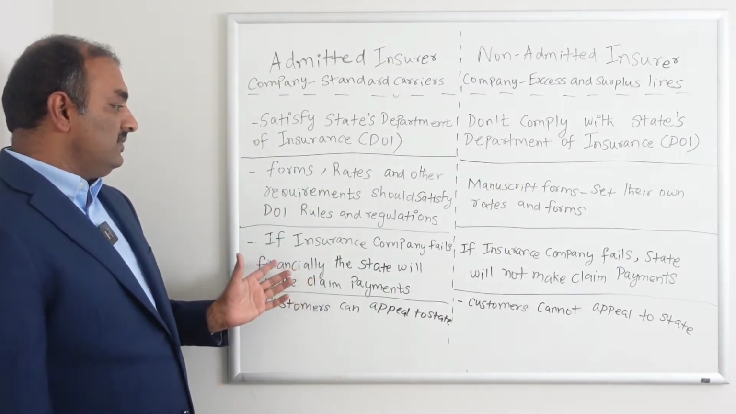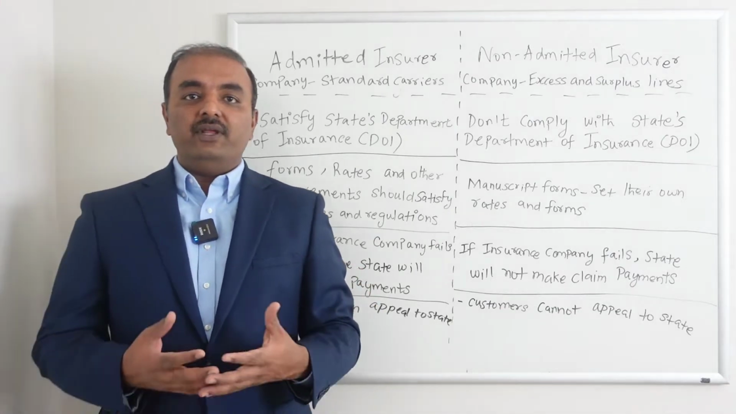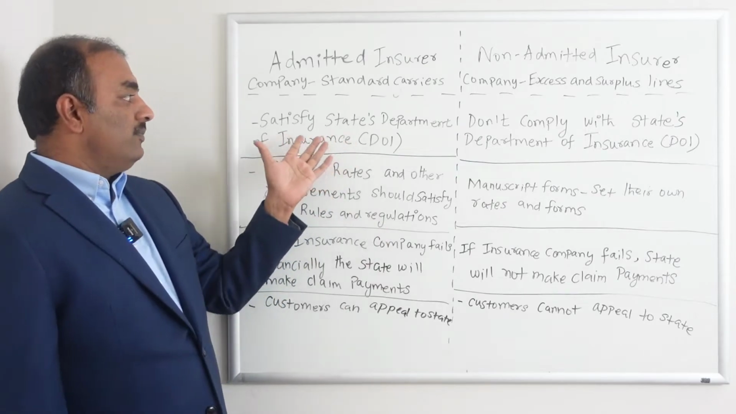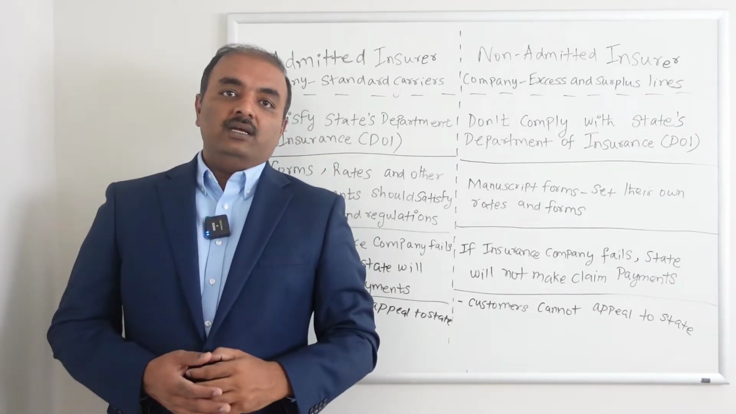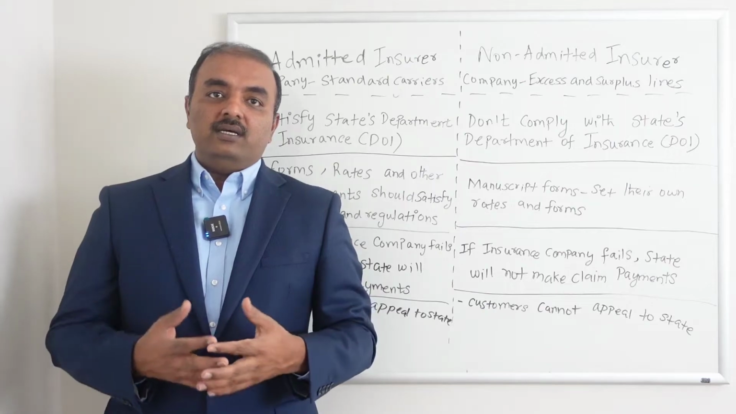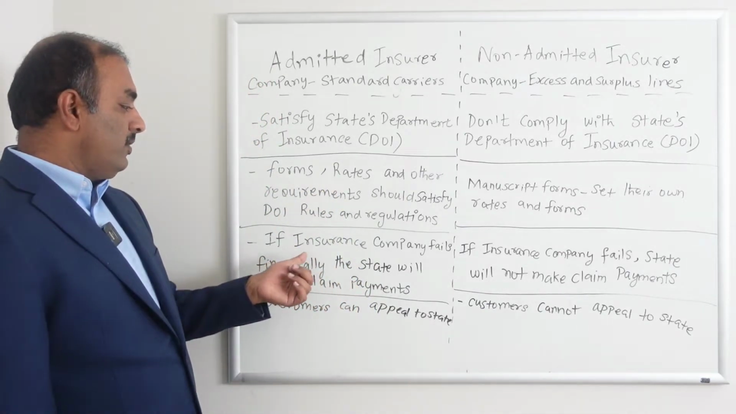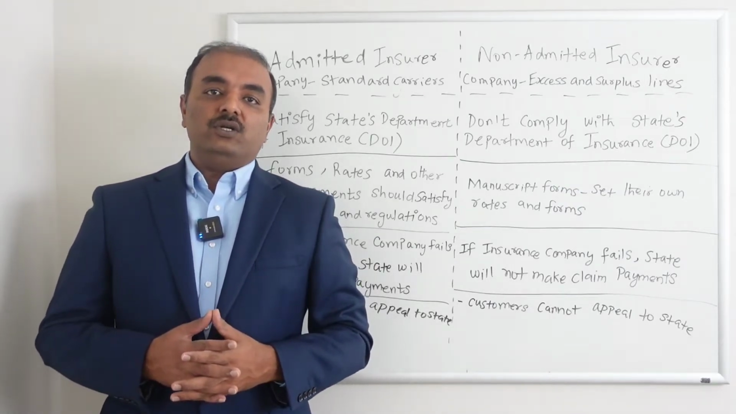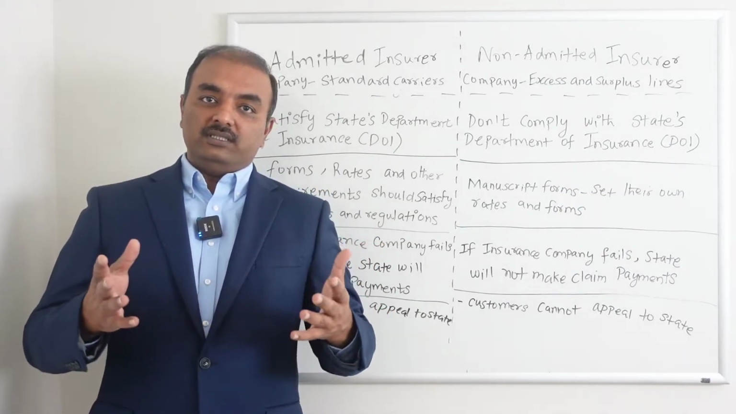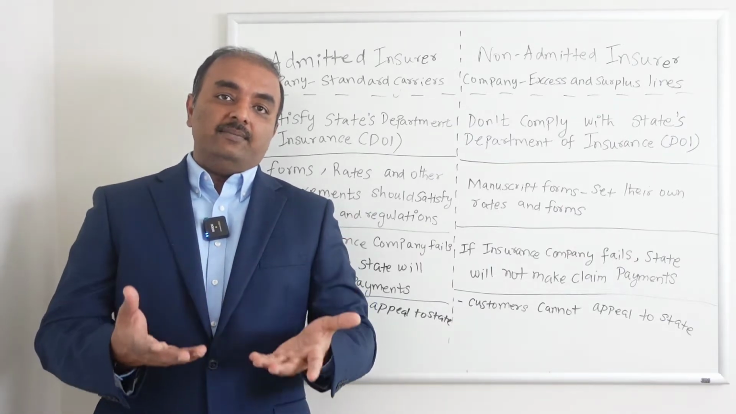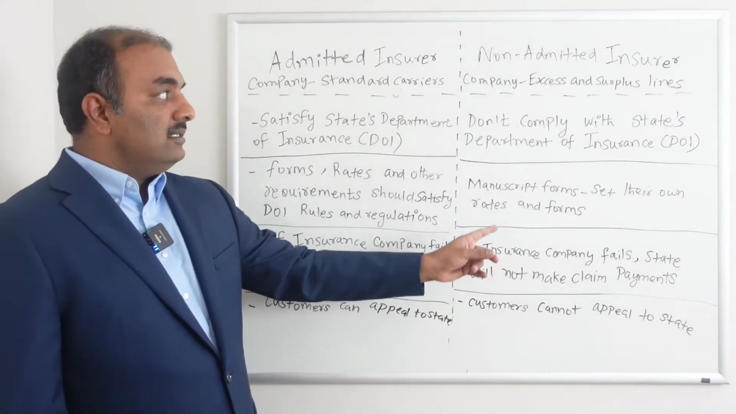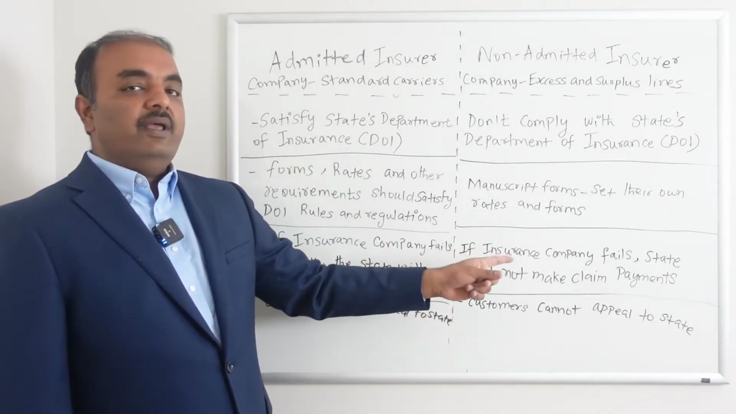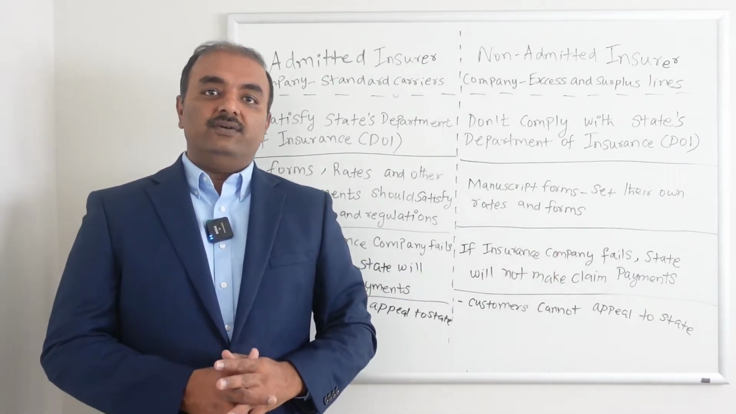The third difference is if the insurance company fails, right? The benefit of an admitted insurer is that they are backed by the State Department of Insurance. For some reason, if the insurer is insolvent, the State Department of Insurance will come into play. If there is a claim and the insurer is totally insolvent, which means they are out of business, then the state will pay the claims to the customers. Whereas in the case of non-admitted, if the insurance company fails, the state will not make the required claim payment. That is the difference.